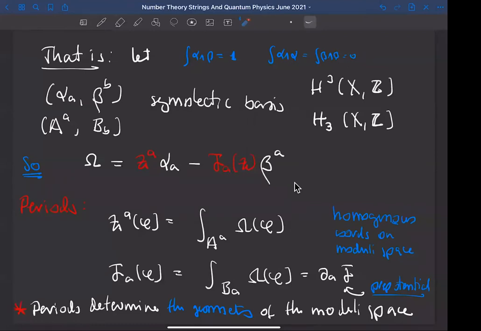So that's very good. This is the geometry of the moduli space of Calabi-Yau manifolds, but as we will see, the periods also appear in the arithmetic of the Calabi-Yau manifolds, and they appear in the attractor mechanism, because they have a lot to say about the physics of black hole solutions.